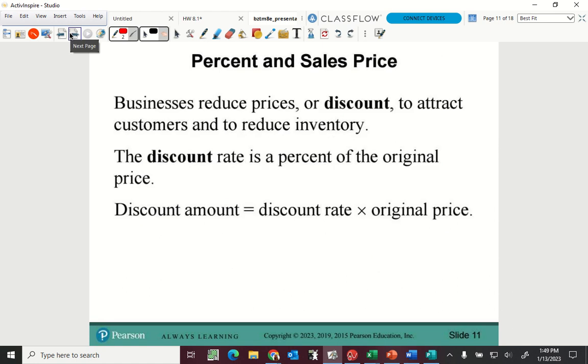Percent sales tax. Businesses reduce prices or discount to attract customers and reduce inventory. The discount rate is a percent of the original price. Discount rate is always as a decimal. So think about it. If the sales tax, I add it to the amount, the discount, I'm going to subtract it from my amount. So, let's do it.